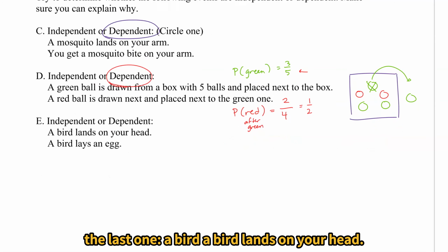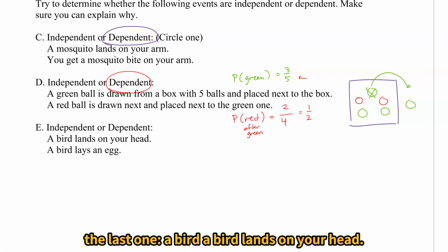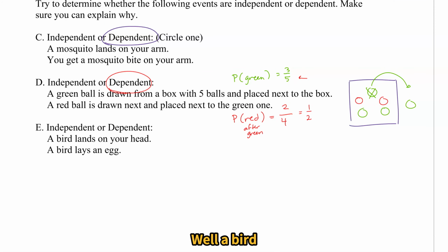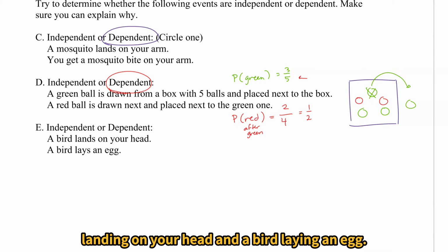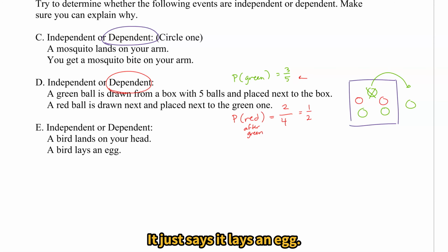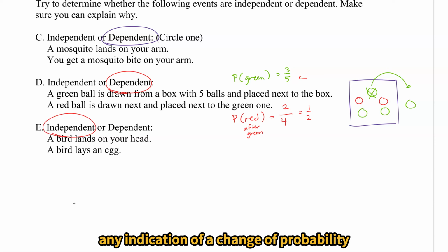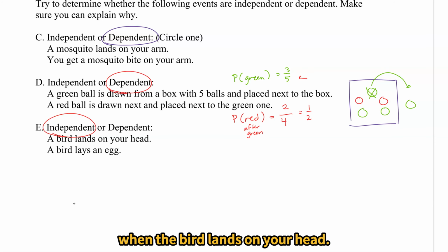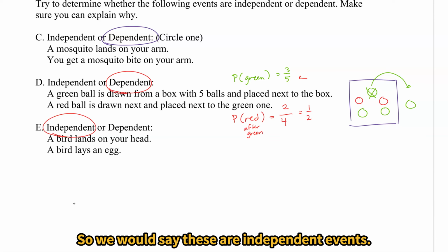Okay, kind of a silly one, the last one. A bird lands on your head, a bird lays an egg. Well, a bird landing on your head and a bird laying an egg, it doesn't say that the egg is on your head. It just says it lays an egg. These would be independent. There's not really any indication of a change of probability when the bird lands on your head. It doesn't really increase the probability that it'll lay an egg just because it lands on your head. So we would say these are independent events.